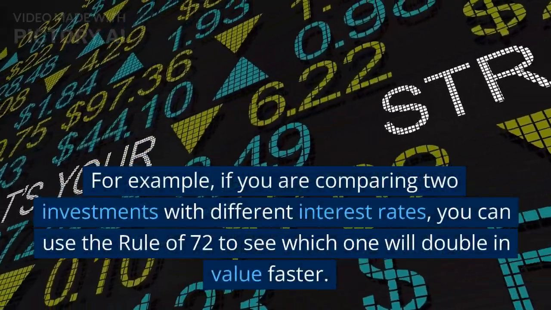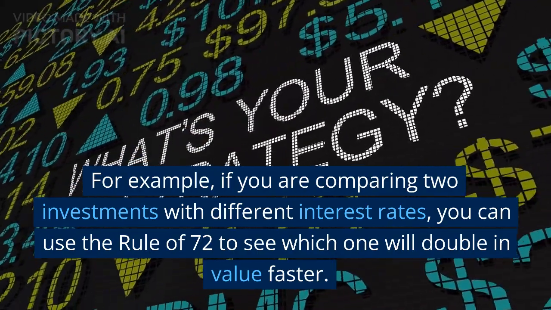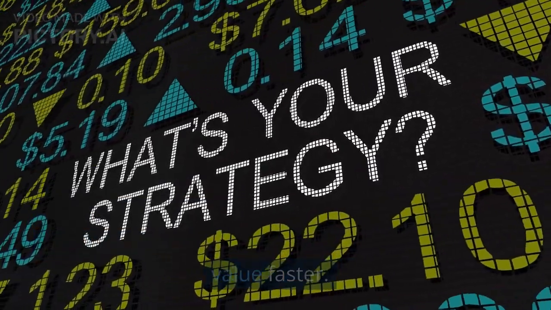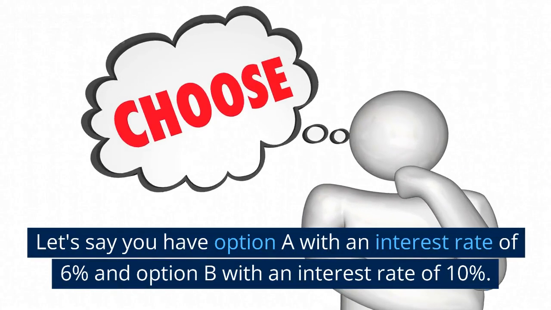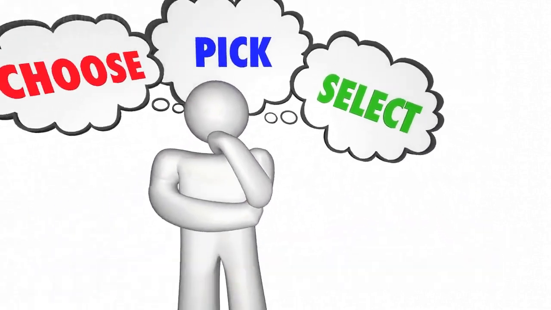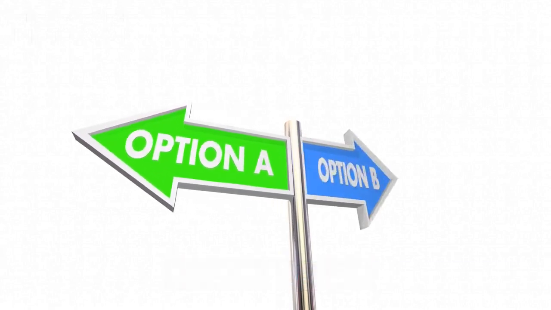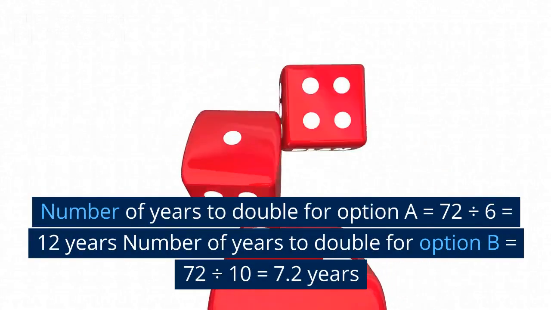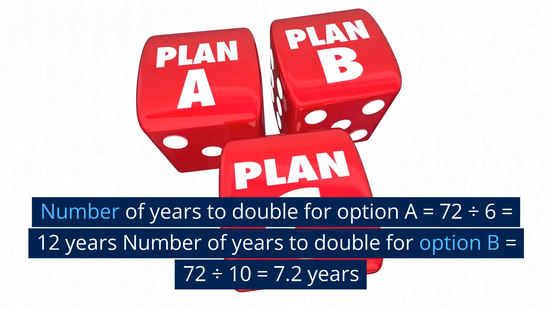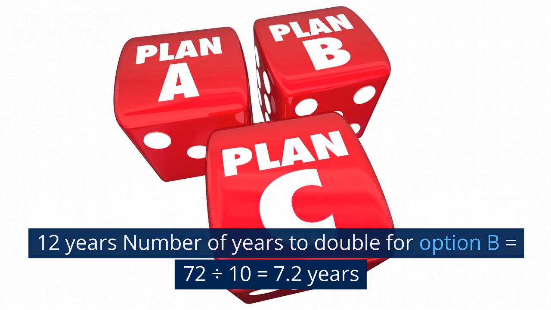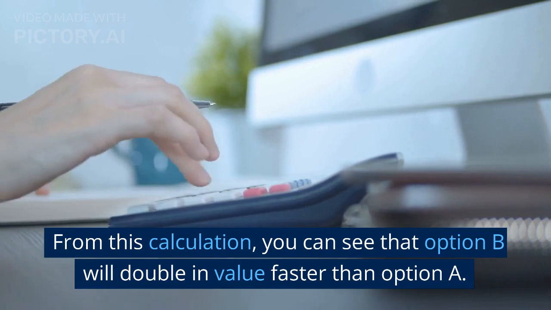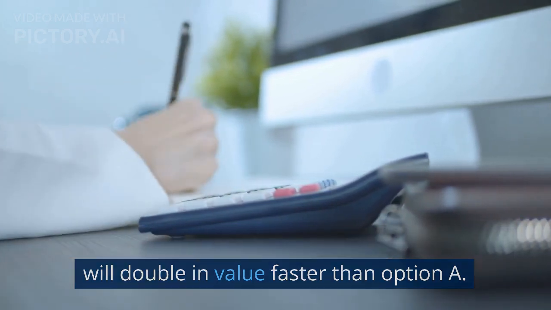For example, if you are comparing two investments with different interest rates, you can use the Rule of 72 to see which one will double in value faster. Let's say you have option A with an interest rate of 6% and option B with an interest rate of 10%. Using the Rule of 72, number of years to double for option A equals 72 divided by 6 equals 12 years. Number of years to double for option B equals 72 divided by 10 equals 7.2 years. From this calculation, you can see that option B will double in value faster than option A.